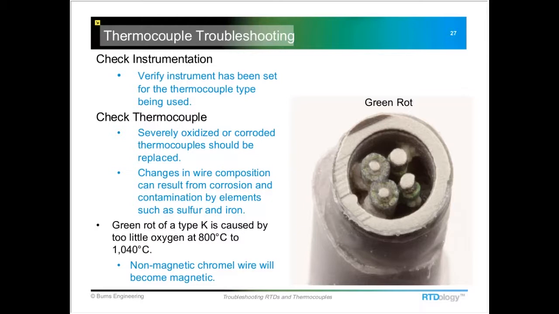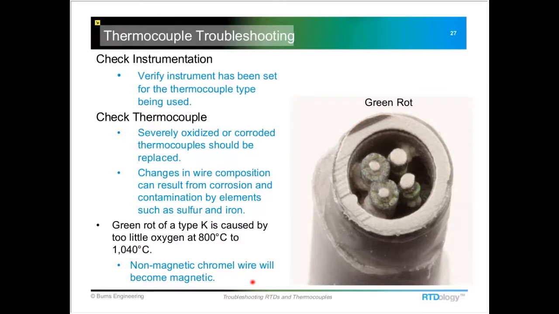Some of the short life on a thermocouple can actually be caused by some internal corrosion that can happen. We have an example here of what's called green rot. So this happens to be in a type K thermocouple, and you can see all this corrosion that formed around the lead wires, and it actually decreased the cross-sectional area of that wire just because it's been eating away at it.